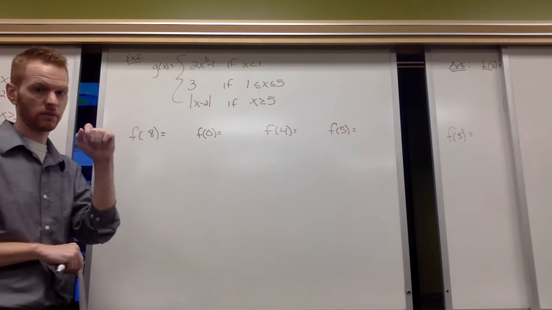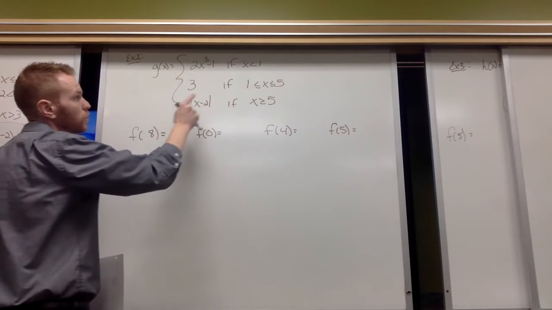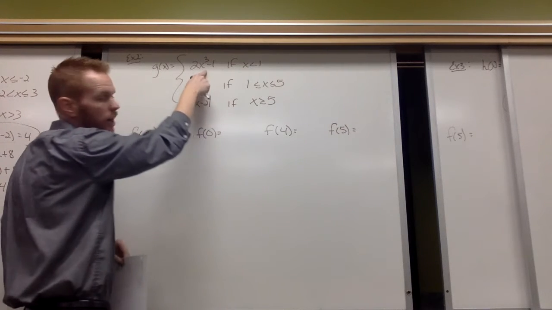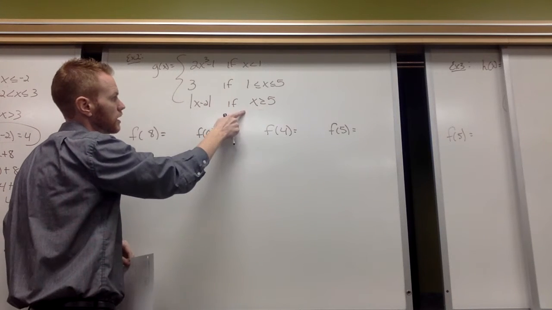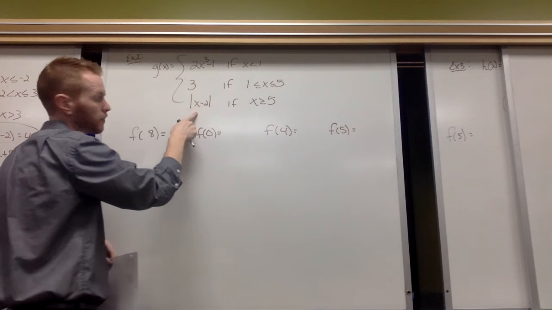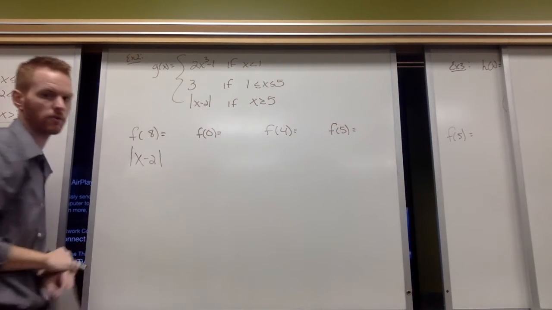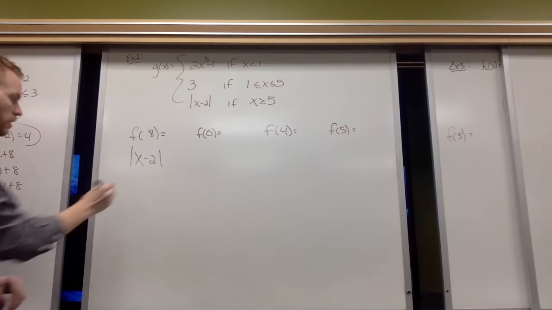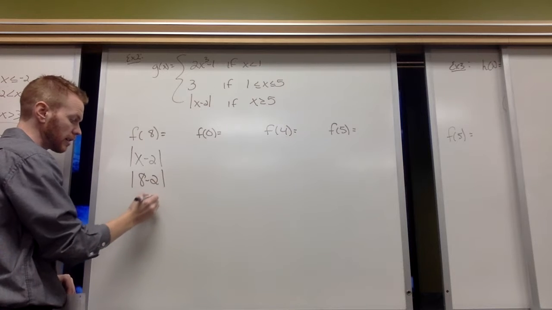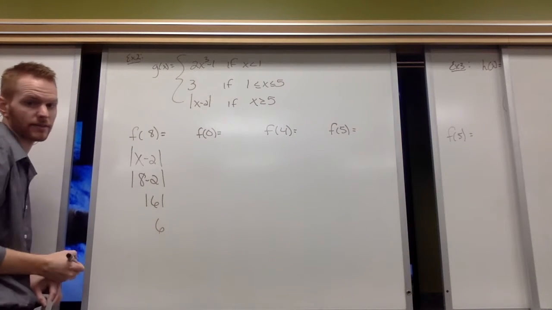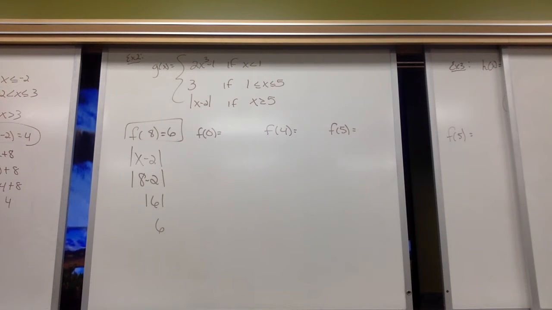So f of 8, when I plug 8 into the function, what's my output? Okay, so 8, where am I allowed to plug it into? Not the top guy, because it has to be less than 1. 1 and 5 is this. Here, if x's are bigger than 5, I can plug it into this. That's what I want. So I'm going to plug it into this function right here, that part of it. So that's going to be 8 minus 2, which would give me 6. And the absolute value of 6 is 6. So there I go as my final answer.